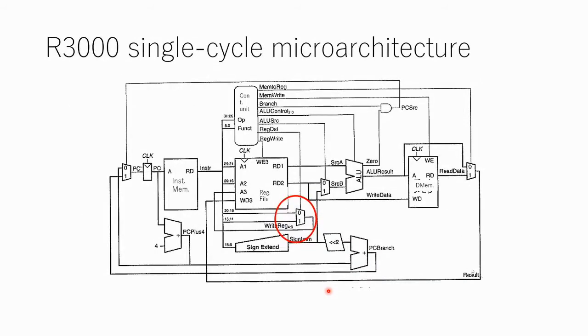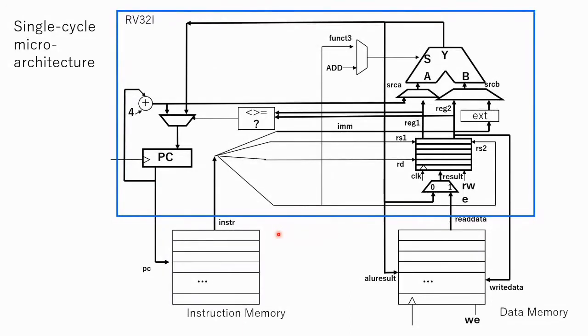Okay, this diagram shows the R3000 single cycle microarchitecture. You can see a multiplexer here. It is for switching the role of RT. In RV32I, every instruction is well designed to simplify the data path. So you can see that the total structure is simpler than that of R3000.